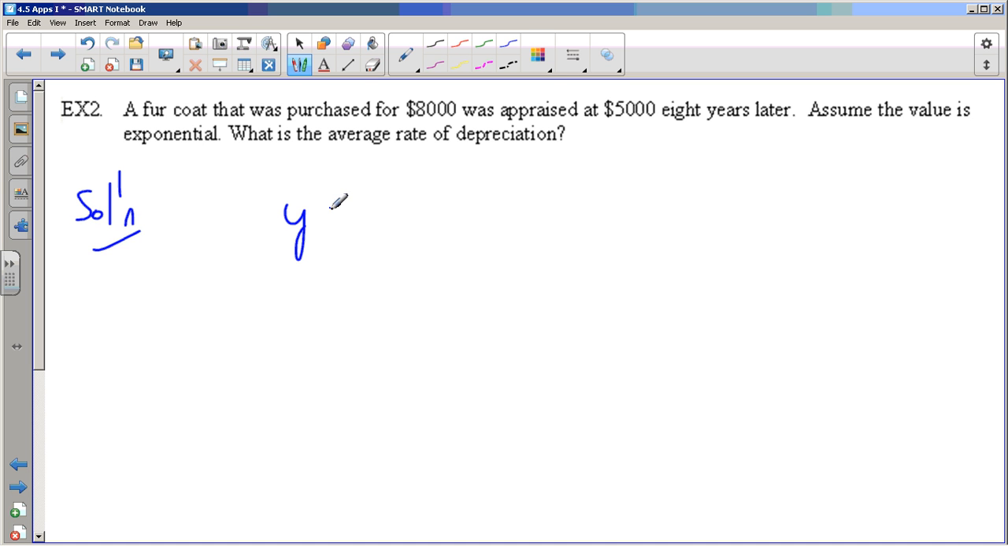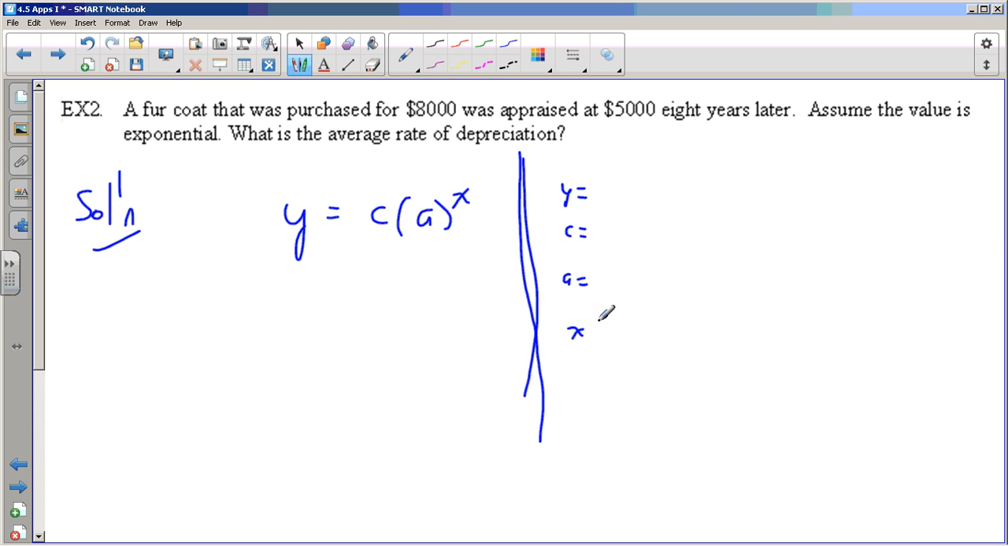Solution. And however you do this, this could be 1 plus i. That's up to you. I'll leave that up to you. And I'm just going to list all my knowns and unknowns. What do I know? That it was purchased for $8,000. So at the start, it was $8,000. And it was appraised 8 years later for $5,000. So at the end, it was $5,000, and 8 years later, so that's the amount of time that's gone by, is 8 years, and so hopefully it's a that I want to find, because that's what's left over.